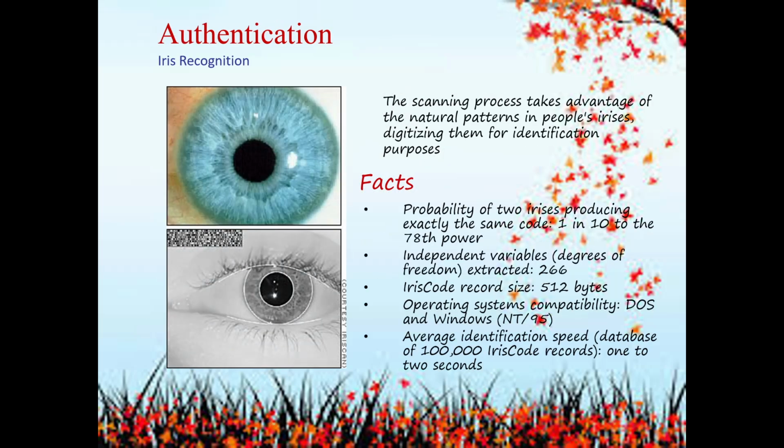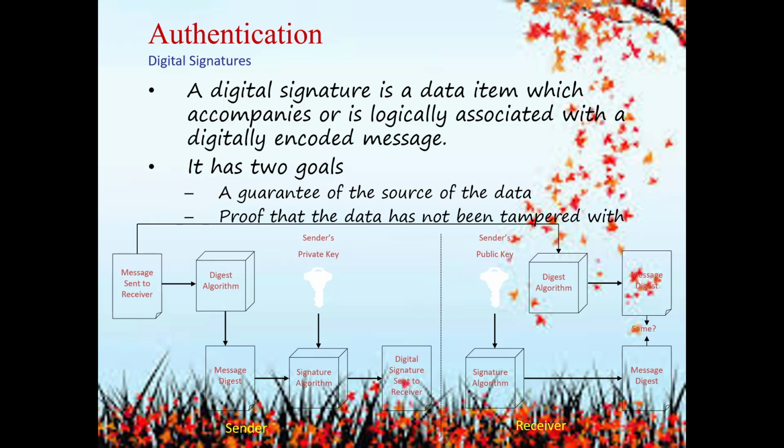Next, authentication. There are varieties of authentication. First we see iris recognition. The scanning process takes advantage of the natural patterns in people's irises, digitalizing them for identification purposes. The average identification speed is 1 to 2 seconds, and it uses a size of 512 bytes.